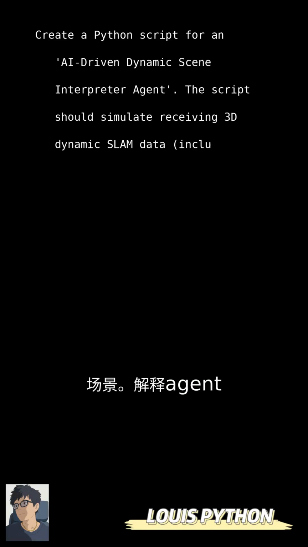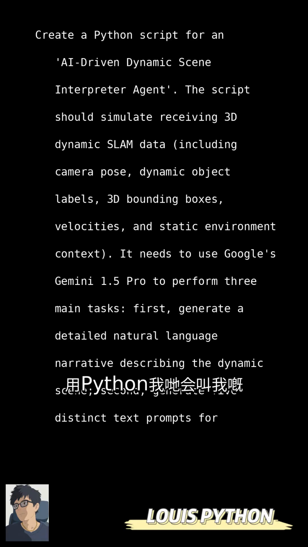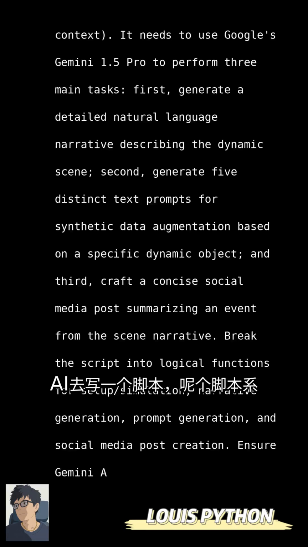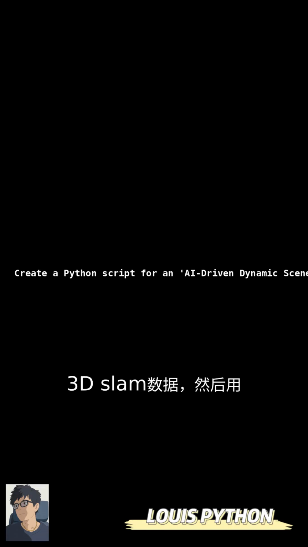To build this, we'll vibe code a dynamic scene interpreter agent in Python. We'll ask our AI to craft a script that simulates receiving detailed 3D SLAM data, then uses Google's Gemini to generate scene narratives, create synthetic data prompts, and even draft social media posts. The goal is to bridge the gap between raw 3D perception and creative AI output.